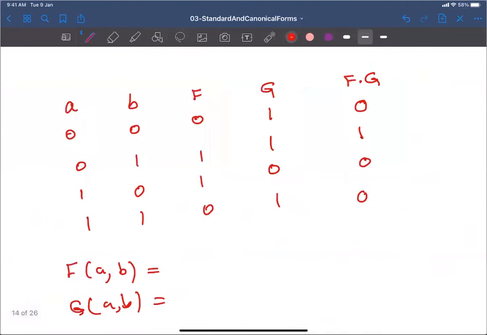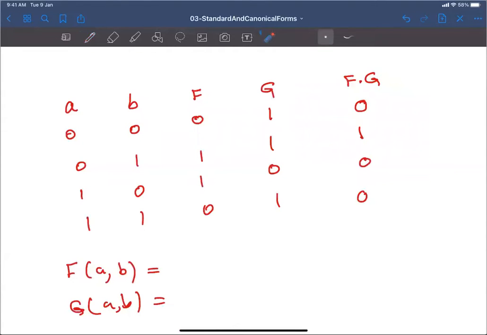It is an example. So we have functions of A and B, okay? This is A and this is B, and this is F and this is G, okay? And this is F ANDed with G. So F ANDed with G is going to be just the ANDing of these two columns, right? So it's going to be 0 here and 1 here and 0 here and 0 here, right?